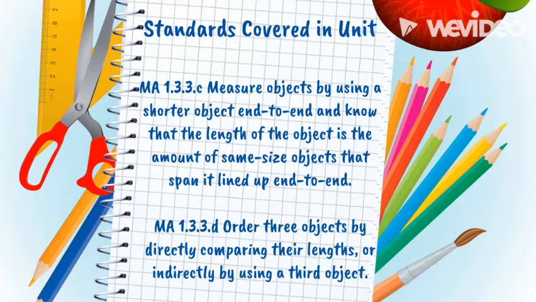As you can see, we have MA133C, which is to measure objects by using a shorter object end to end, and know that the length of the object is the amount of same size objects that span it lined up end to end. We also have MA133D, which is to order 3 objects by directly comparing their lengths or indirectly by using a third object. Activities and tasks were created to address these standards in an interactive and engaging way.